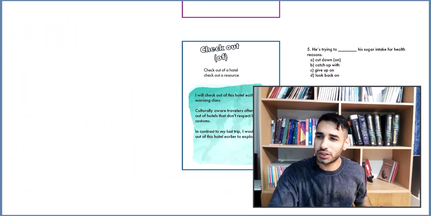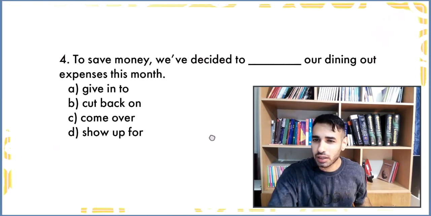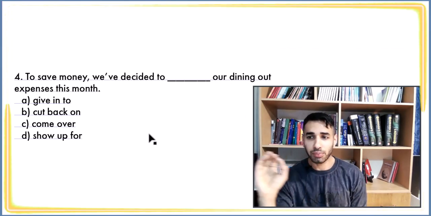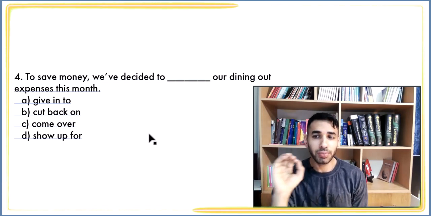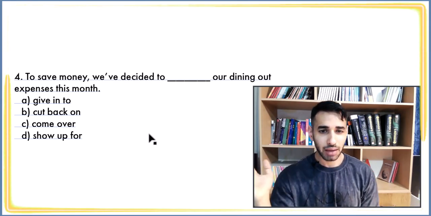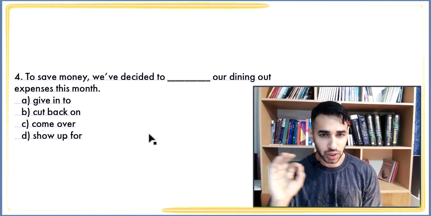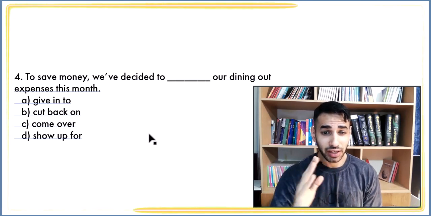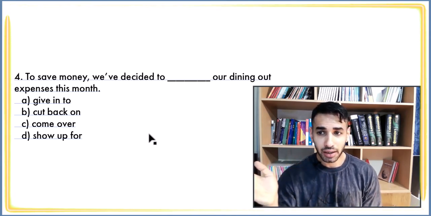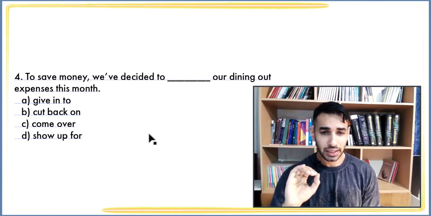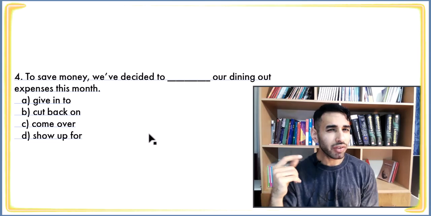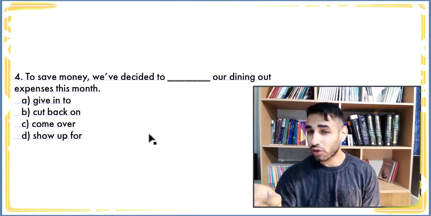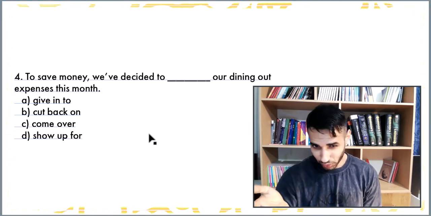Another question for you. Question 4. To save money, we've decided to blank our dining out expenses. We've decided to blank a verb, a 3-word verb, our dining out expenses. What do we want to do with our expenses? Do we want to A, give in to, B, cut back on, C, come over, D, show up for? Do you give in to your expenses? Do you cut back on your expenses? Do you come over your expenses, or do you show up for your expenses?